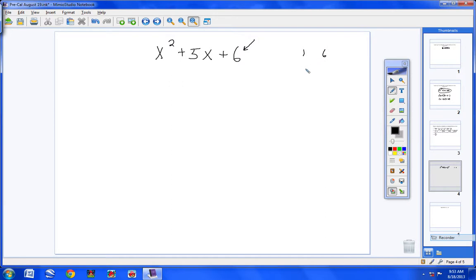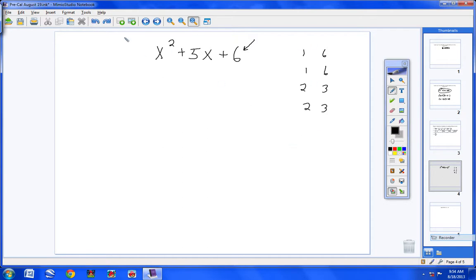So 1 times 6, 1 times 6. That's easy. 2 times 3, 2 times 3. That's easy. I can't think of any other factors of 6 unless you want to get into fractions like 1/2 times 12. We're not going to do that. We're talking about integers here. So there's all the factors of 6.